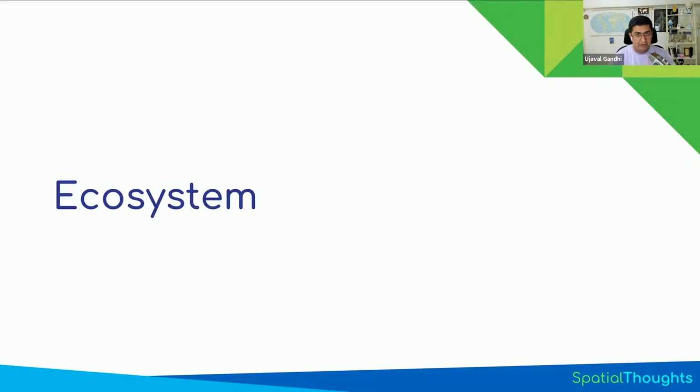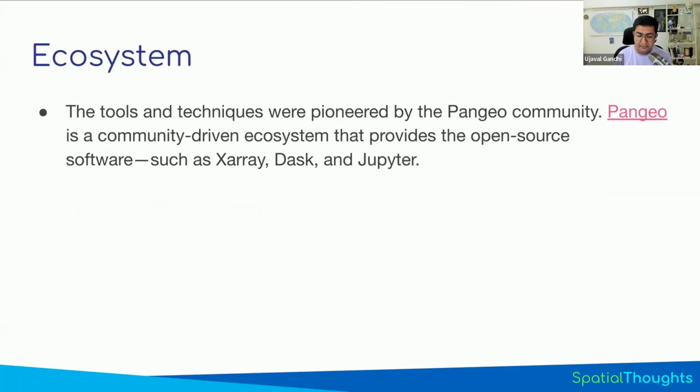Lastly, I want to show you how all of these pieces fit together and give you a glimpse of the thriving ecosystem around these technologies. All the technologies that we covered, things like Dask and Xarray and Jupyter, were all pioneered by the Pangeo community. This is a community of scientists and researchers who are working with Earth observation data and needed a scalable toolchain for their work. This community is still very active and they have different working groups. I highly encourage you to go and check out and participate in that ecosystem.